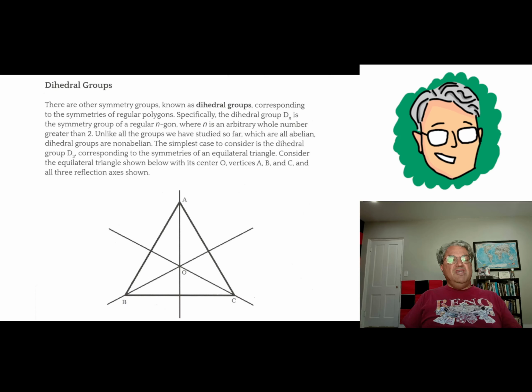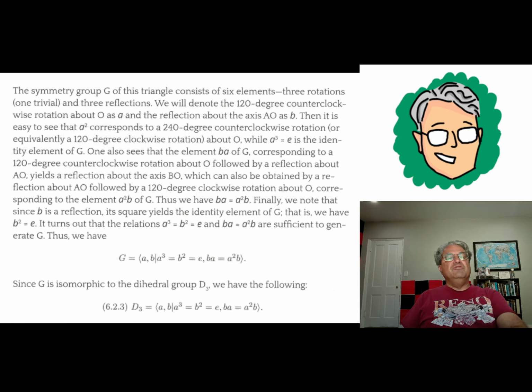So when we write BA, we're doing the 120 degree counterclockwise rotation A first. So first we're rotating 120 degrees counterclockwise, and then we're reflecting about the vertical axis. Well, I think you can see that that's going to bring the point that started out at top to the bottom right. So that's going to correspond to the axis that's sloped upward. So that's the same as A squared B. So that's the algebra of this group. BA is equal to A squared B.